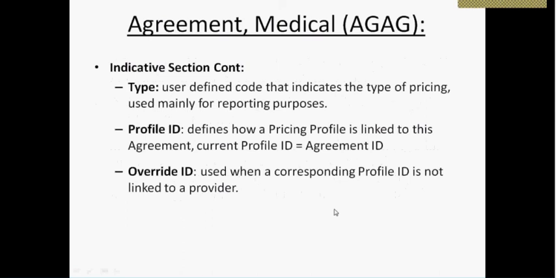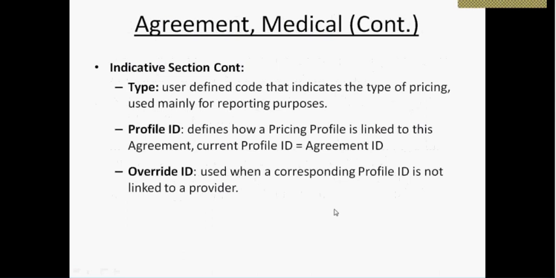So what are the different pieces of information that you can enter when you are defining an agreement? We are talking about three pieces of information: type, profile ID, and override ID. Type defines the code that indicates the type of the pricing. We'll see the screenshot here. That would be mainly used for reporting purposes. The profile ID defines how the pricing profile is linked. That means you assign your agreement ID to your profile ID. And in case of override, you will be using the corresponding profile ID, whether or not it is linked to a provider.